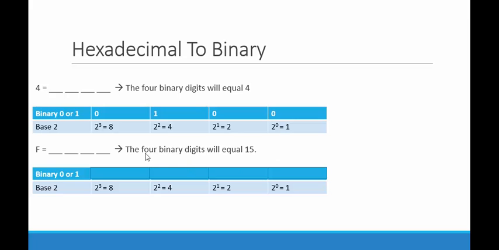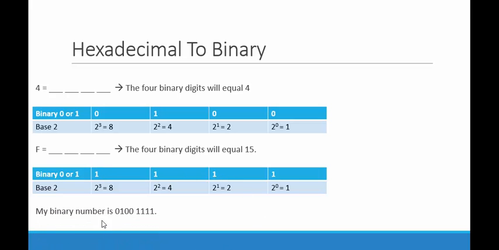Now F, I know F is 15. What can I do with these numbers to get 15? Well, 8 plus 4 is 12. 12 plus 2 is 14. 14 plus 1 is 15. So I'm going to make these all 1s. And my second set of binary digits is going to be 1, 1, 1, 1.